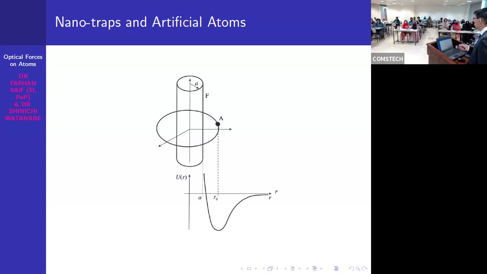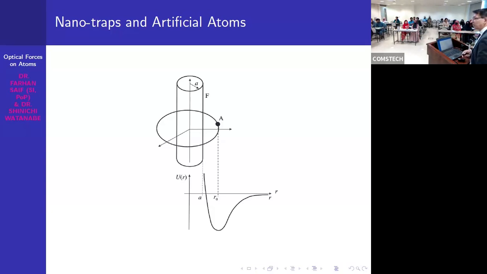And if an atom rotates around the optical fiber, it develops a centrifugal force. So an attractive force and a centrifugal force, which is throwing it outside, balance together and make a minimum of the potential. Wherever these two forces are balanced, the atom would be trapped around the fiber. So it's another kind of trap for the atoms.